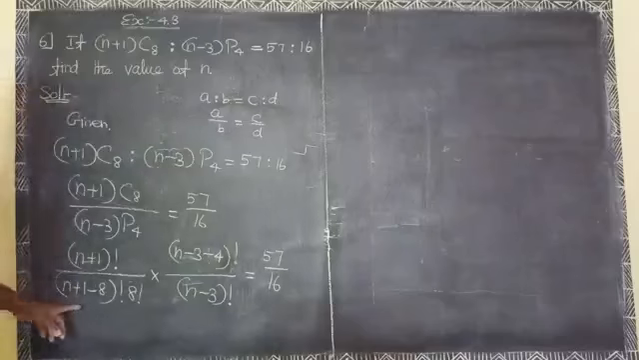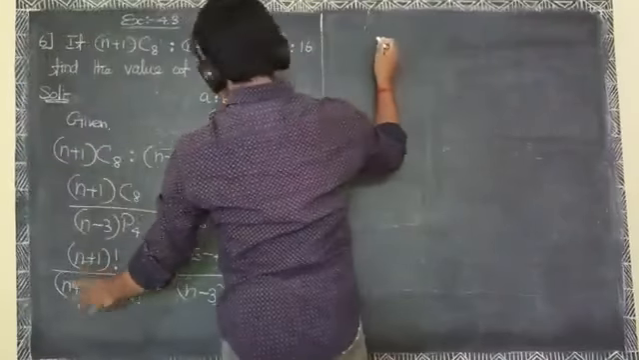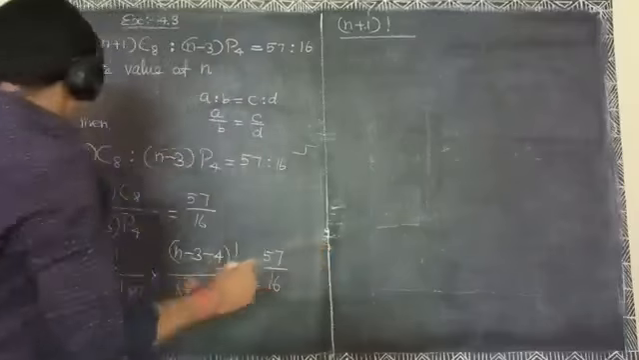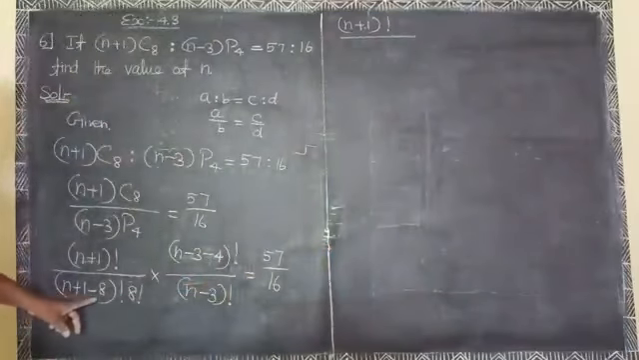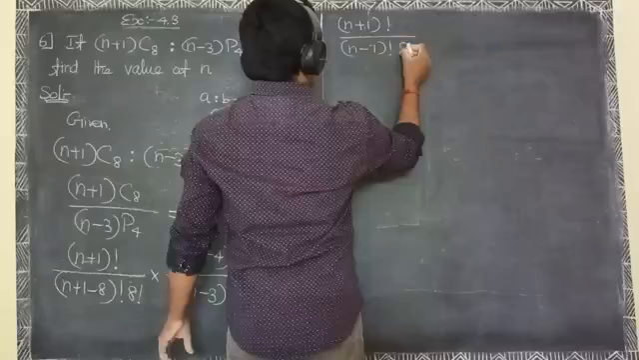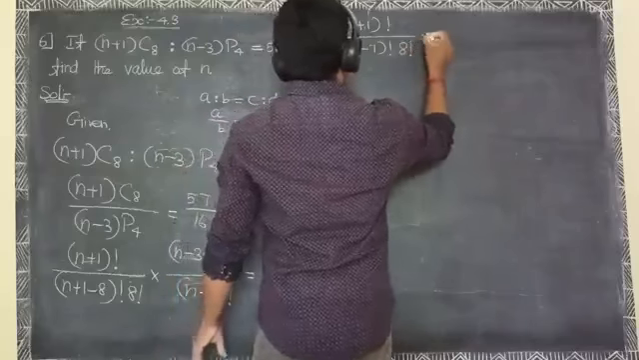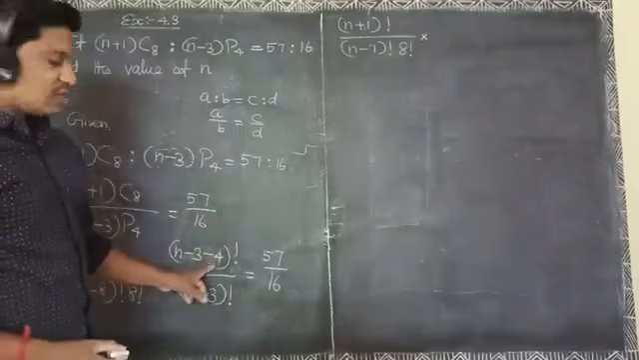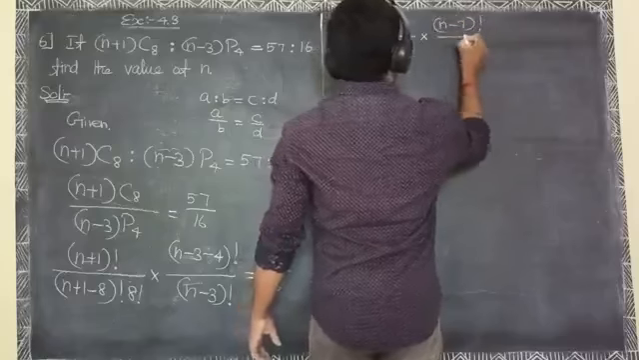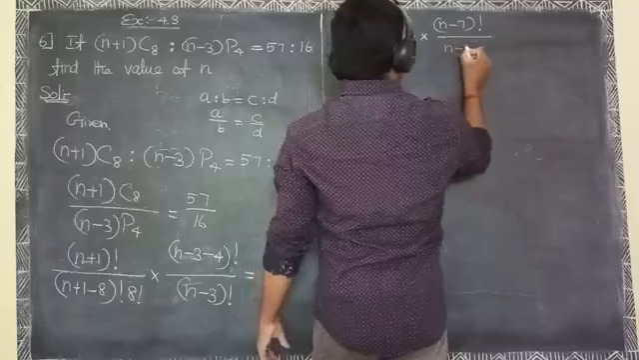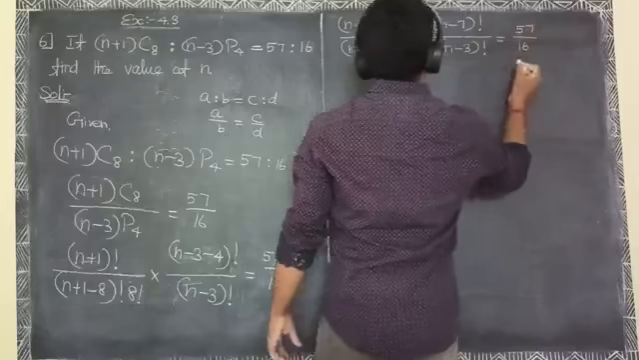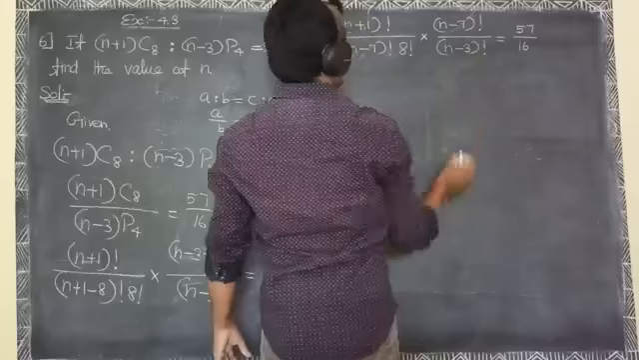Then we simplify the left hand side. The numerator is (n+1) factorial divided by (n+1−8), that is (n−7) factorial into 8 factorial. The denominator is (n−3) factorial divided by (n−3−4), that is (n−7) factorial, which is equal to 57 divided by 16. Here (n−7) factorial and (n−7) factorial are cancelled.